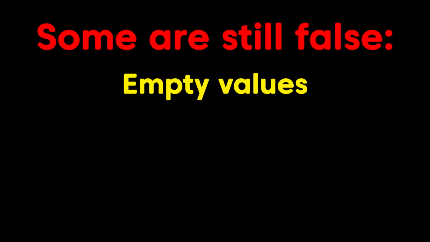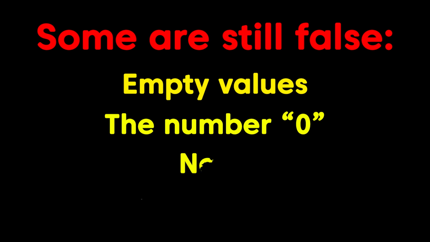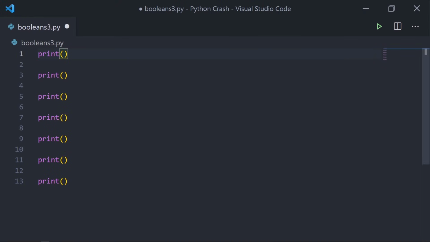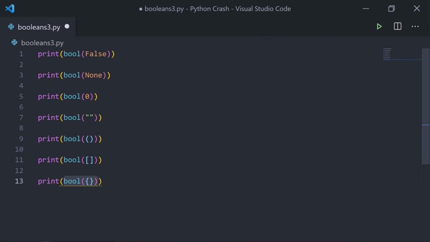In fact, there's really not that many values that evaluate to false, except for empty values, the number 0, and even the value of None. And of course, the value False also evaluates to False. To have a look at all of this, let's say bool False, bool None, bool 0, bool quotations with nothing inside, bool brackets with nothing inside, bool square brackets with nothing inside, and bool curly brackets with nothing inside. And yes, you guessed it, they're all False.